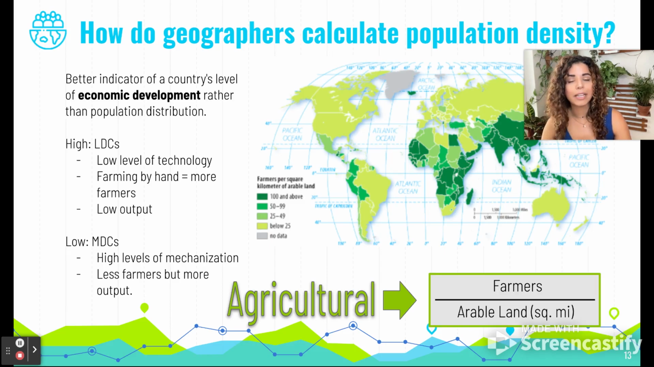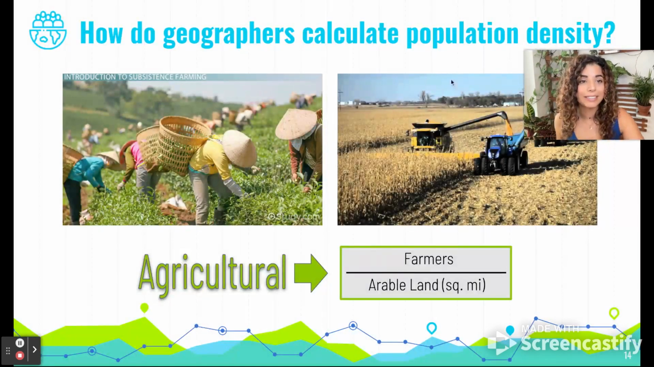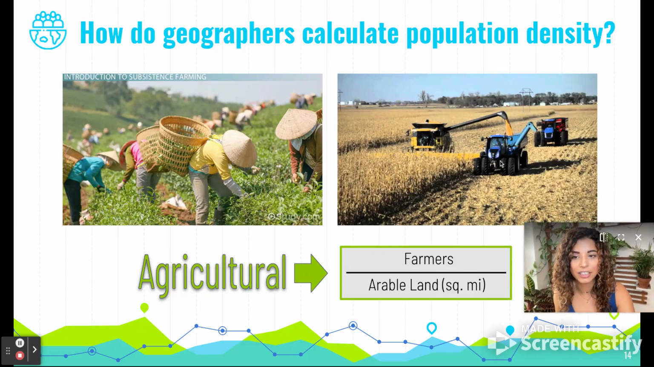So that means a lot of their farming is very labor intensive, done by hand, and the output is lower. It takes a lot more time, a lot more effort, a lot more energy, whereas more developed countries tend to have a lot of mechanization, so they don't need as many farmers. So again, this is more about the economic development of that particular population group. As we can see here, taking a look at these two pictures, one from a less developed country and one from a more developed country, hand farming versus mechanized farming, much faster, much more efficient, whereas this is slower and just less output.